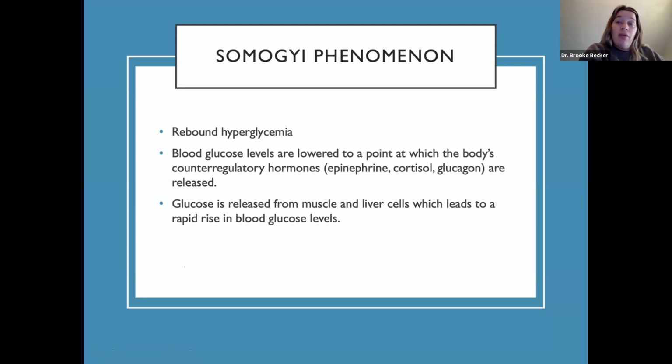Okay, Somogyi phenomenon. So this is rebound hyperglycemia, okay? So the blood sugar levels were lowered to the point where the body then starts regulating those hormones, and then there's a spike in the glucose that's released from the cells of the liver and the muscles, okay? So then that's going to rapidly raise the blood glucose levels. Something that can just happen based on the counter-regulatory hormones.